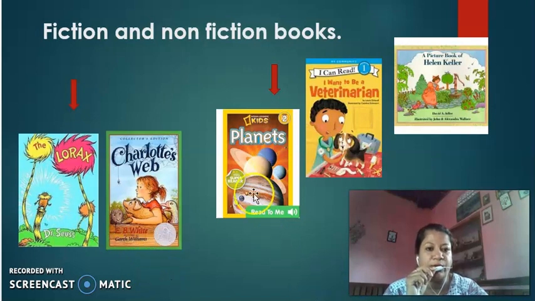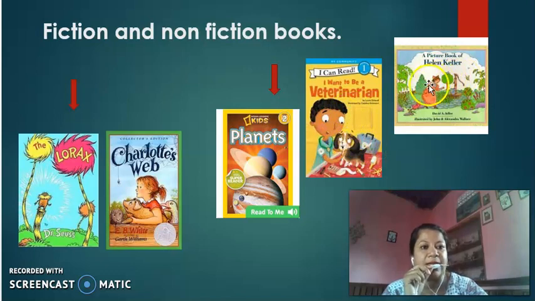But if you see on the right side, planets. Now this is a non-fiction book because it is about planets. Planets exist, okay? They talk about facts. I Want to Be a Veterinarian. Again over here, this is something which you will be able to relate to for those of you who want to become a veterinarian. So this is again a non-fiction book because it states facts on how we should become a veterinarian or what you should do to help animals when you become a veterinarian.